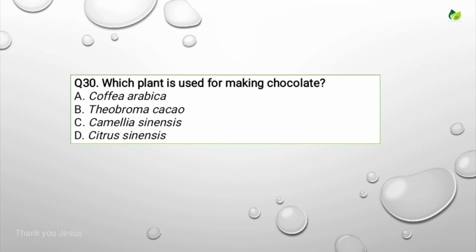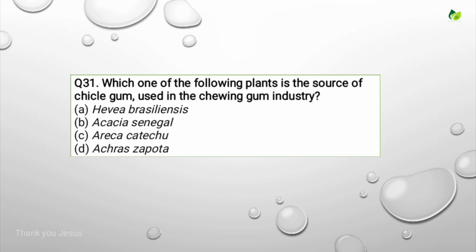Which plant is used for making chocolate? Options are Coffea arabica, Theobroma cacao, Camellia sinensis, Citrus sinensis. For this, the correct answer is Theobroma cacao, which is used in chocolate making. Let's see the next question.